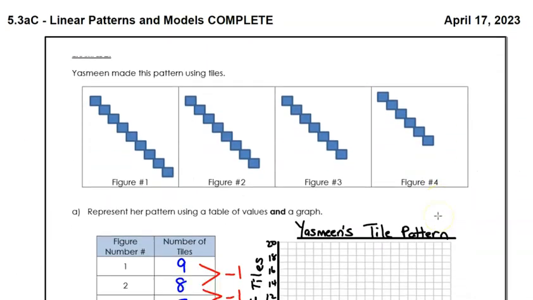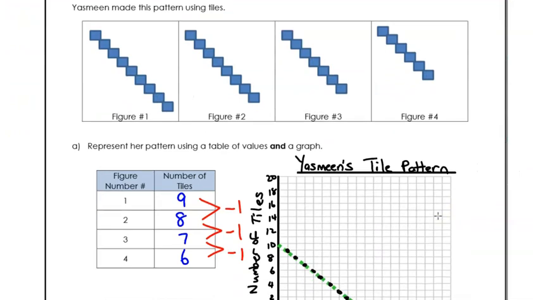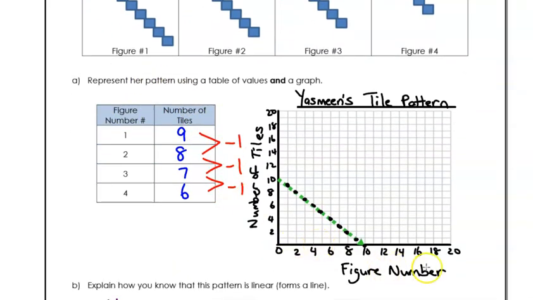We'll start all over. Okay, this is example number 2. So Yasmin made this pattern with tiles. And so she has figure 1, figure 2, figure 3, figure 4, and we put those right here in our table of values. And now we can count up how many tiles we have in each of the figures and record them into our number of tiles column. And so this is our independent variable, which means it goes down at the bottom. Okay, figure number. This is our dependent variable, which means it goes onto the side.